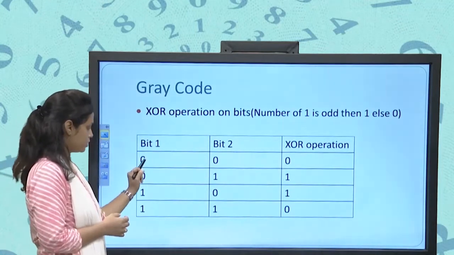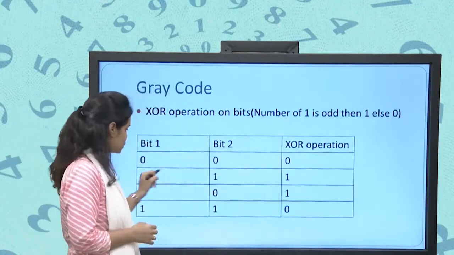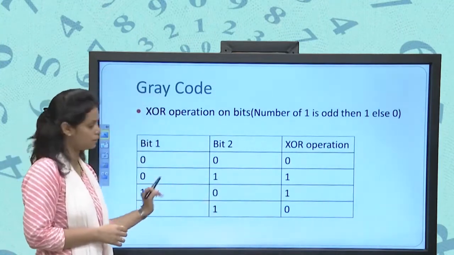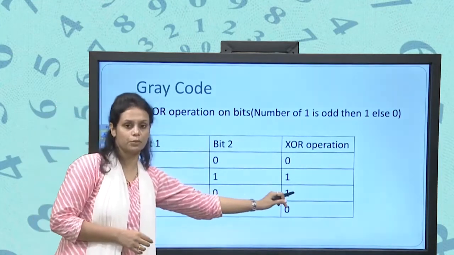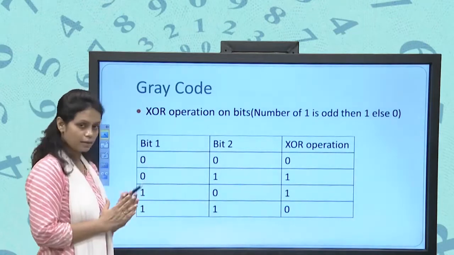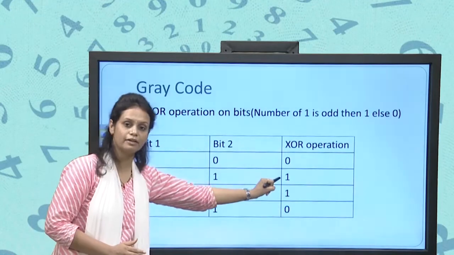Again, bit 1 is 0, bit 2 is 1. So our output is 1 because these 2 bits are different, right. Again, bit 1 is 1, bit 2 is 0. So our output is 1 because these 2 bits are different, or we can say that the number of 1s is odd in both the cases, and that is why I will write 1.